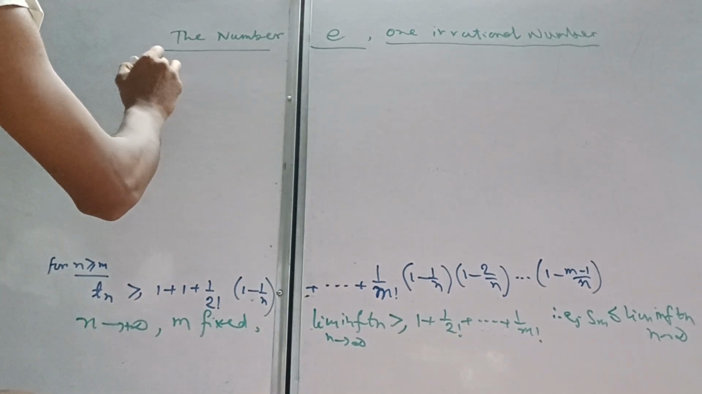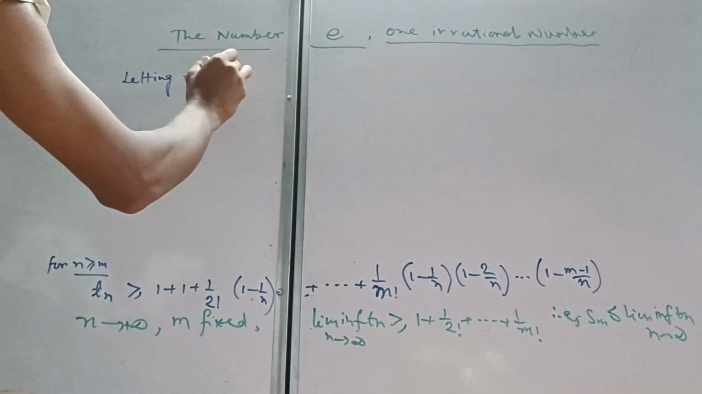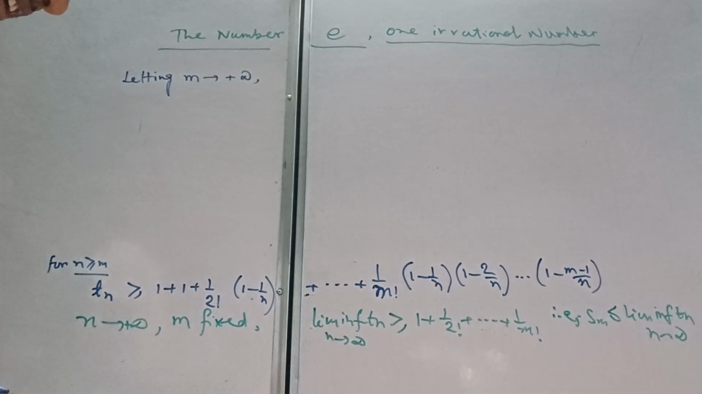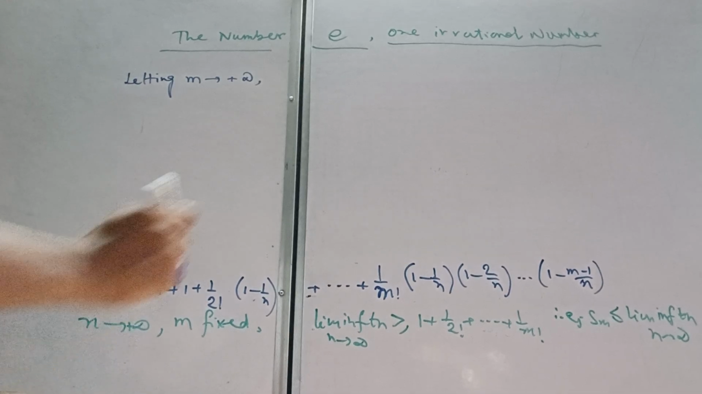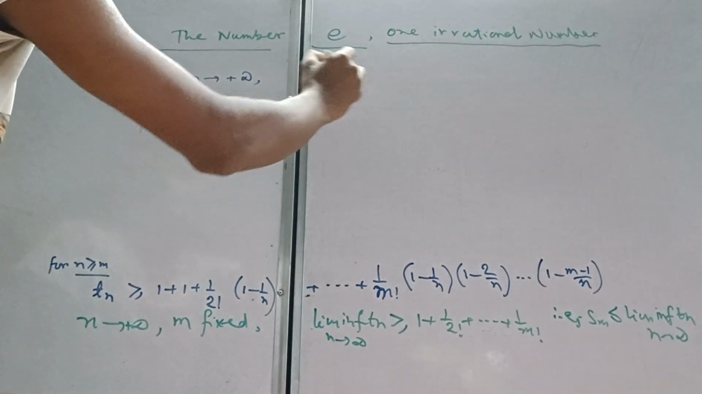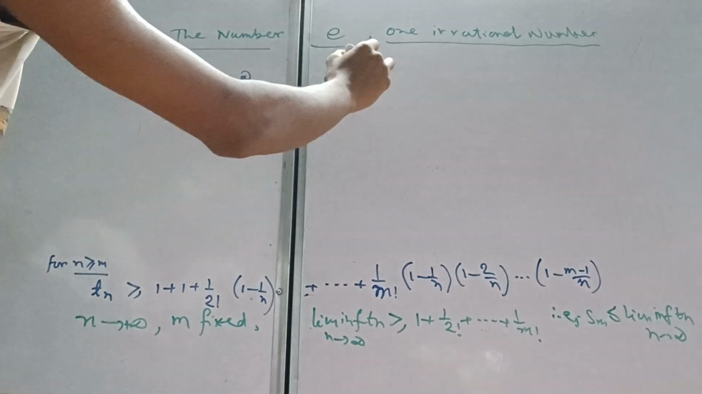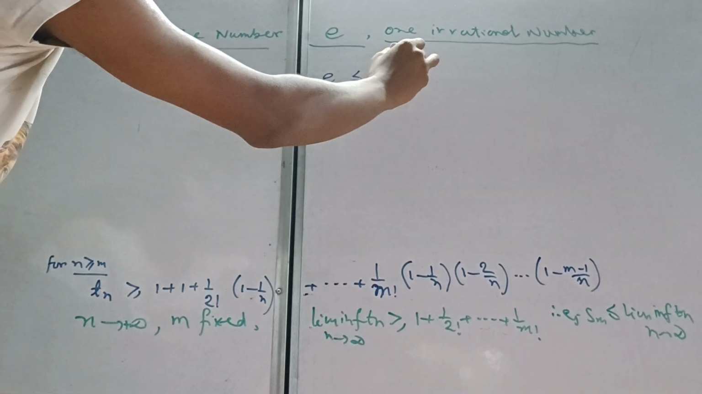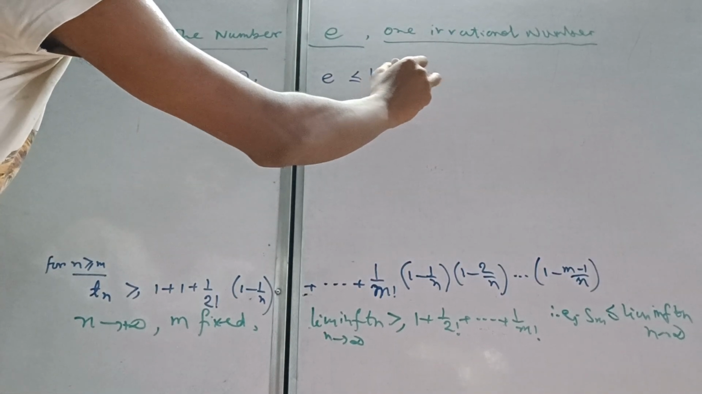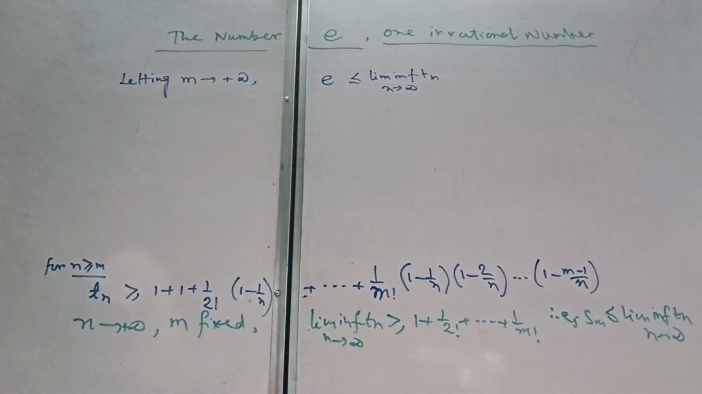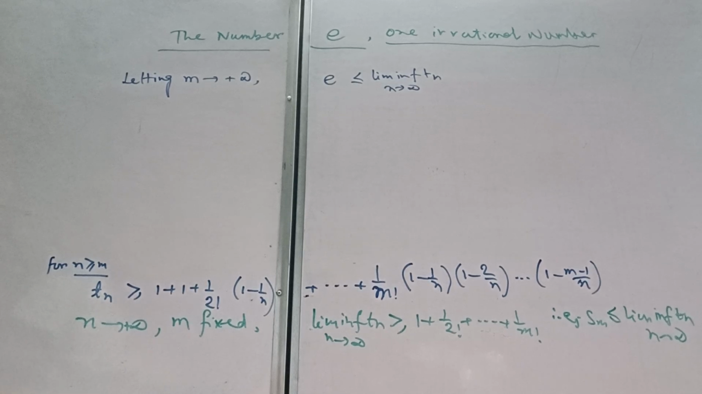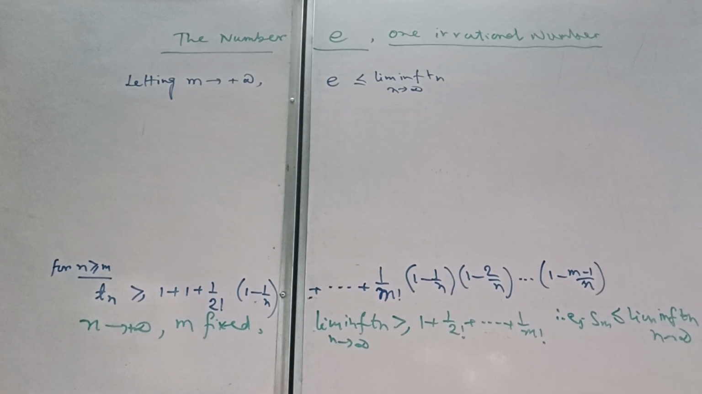Here letting m tend to plus infinity. We also write this as e less than or equal to the limit infimum of Tn, n tending to infinity. So what happened here? That means the limit supremum of Tn is less than or equal to e, and the limit infimum of Tn is greater than or equal to e.